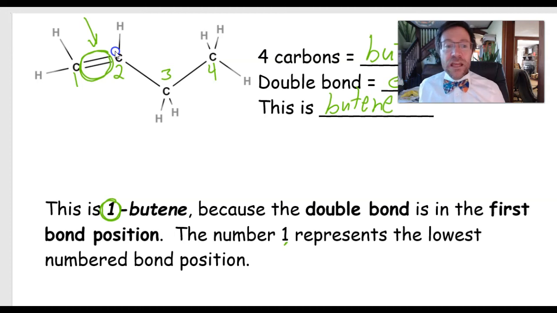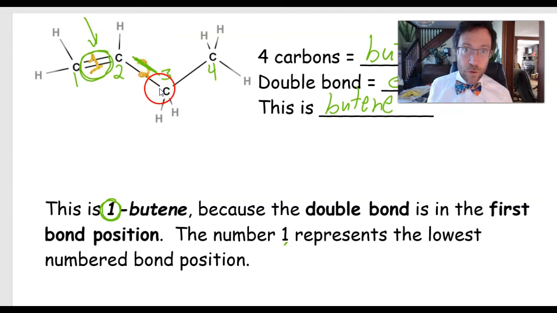However, if the double bond was here, for pretend, then this would be in bond position number 2. So let me get a different color here. Let's go gold, get a sparkle gold. This is bond position 1. This is bond position 2. So if our double bond was here in bond position 2, it would be a little more stable.